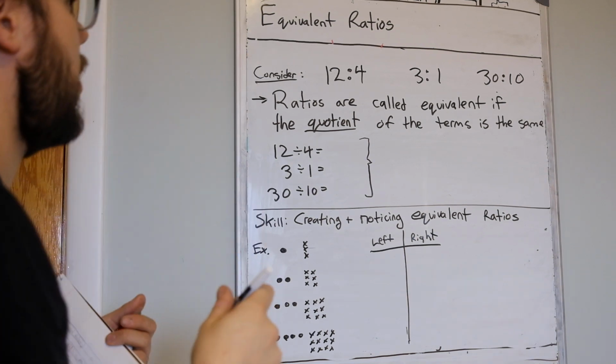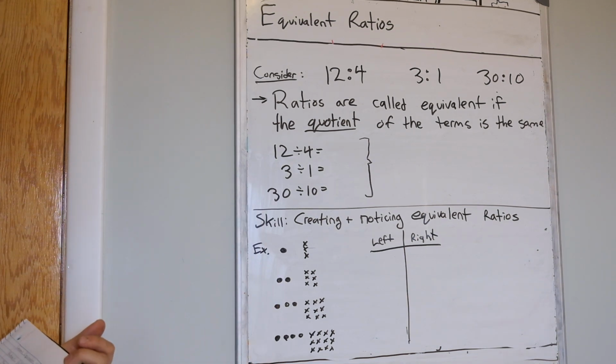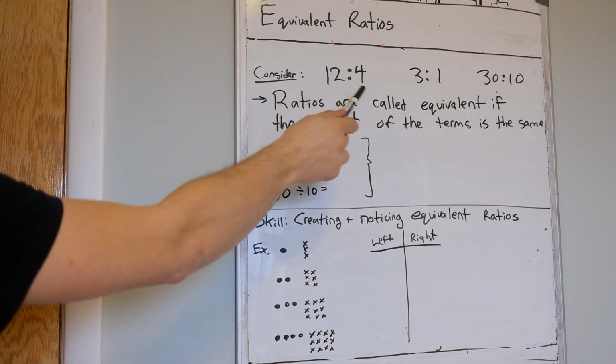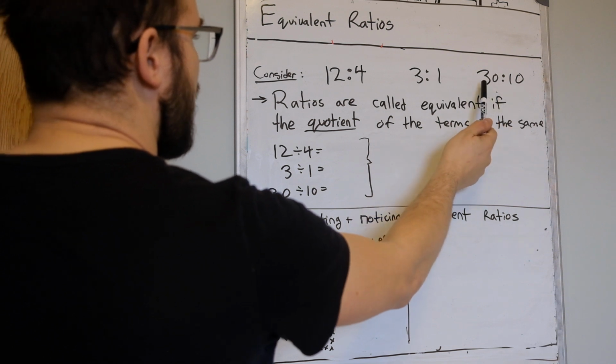Welcome to this lesson on equivalent ratios. This is a really important idea in ratios. It's the idea of equivalence. Just like you can have equivalent fractions, you can have equivalent ratios, because really fractions and ratios are sort of the same thing. So consider these three ratios: 12 to 4, 3 to 1, and 30 to 10.